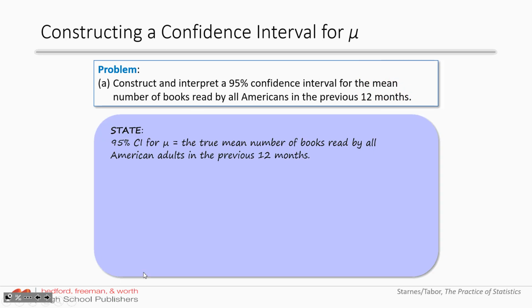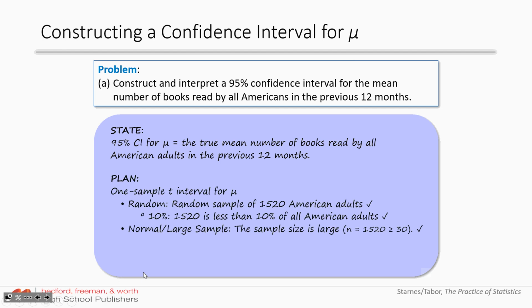So the population mu is the true mean number of books read by all American adults in the previous 12 months. We are going to do a one sample T interval for mu. T interval because we're using a T star, right? They told us it was a random sample of 1,520 adults. We checked the 10% condition. And because our sample size is so big, we're going to assume that the sampling distribution for X bar is approximately normal. So I don't have to check a graph or anything like that. If n is bigger than 30, check, we're good to go.